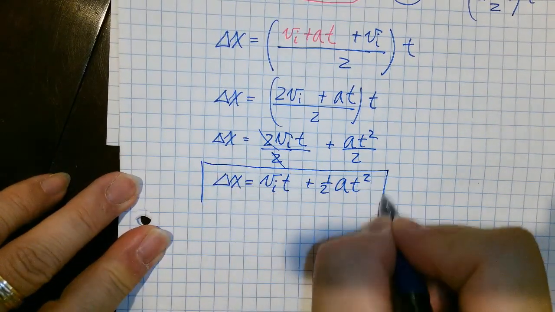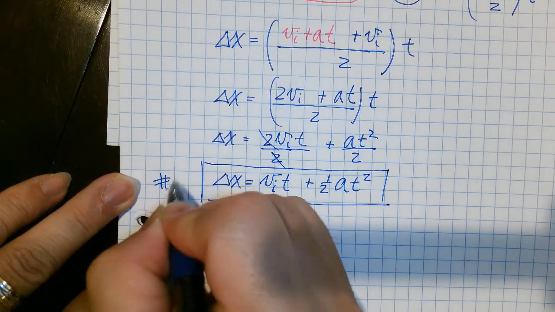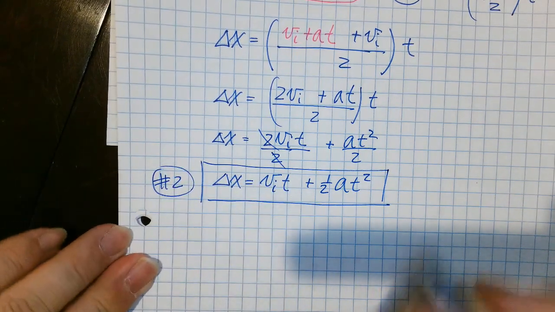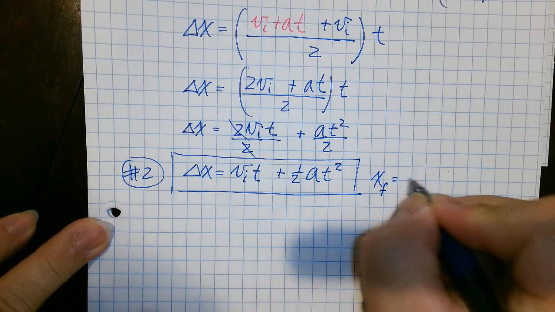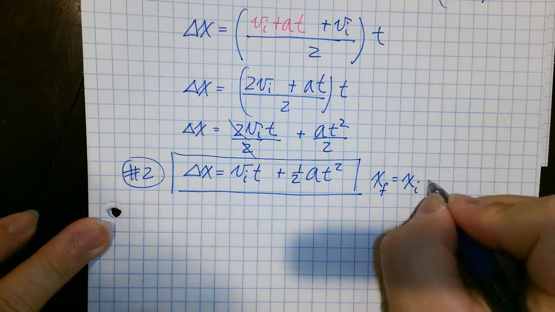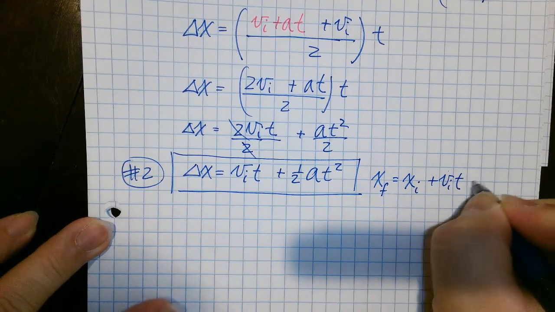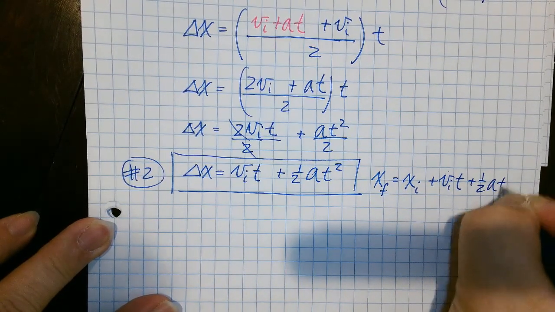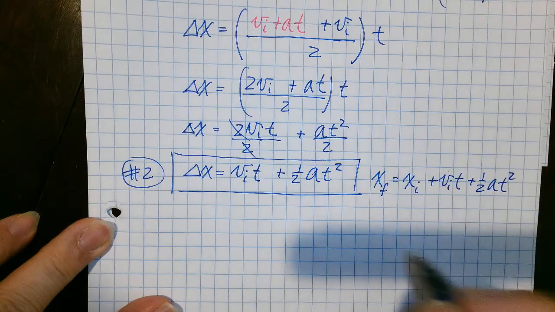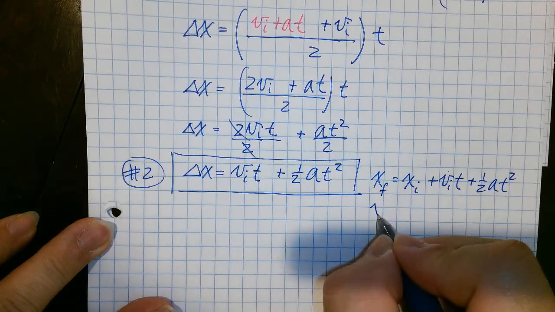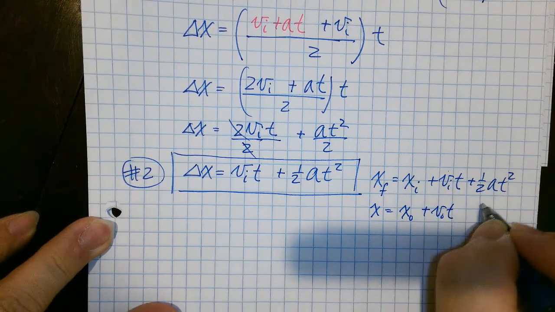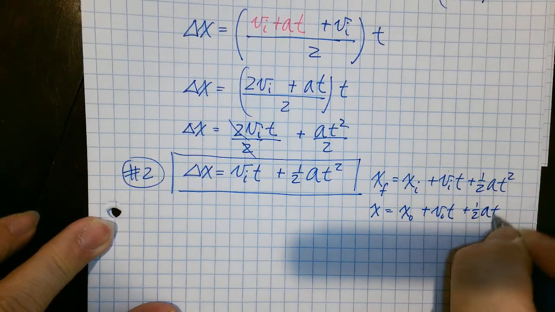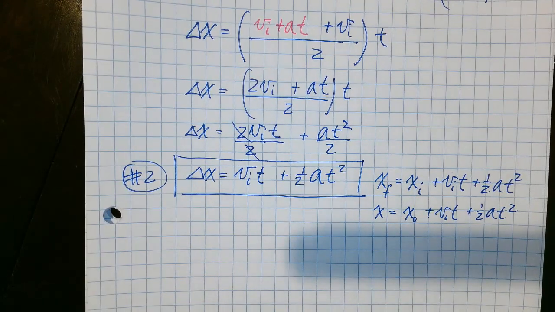This is my equation number 2. Sometimes this equation can be represented as x final is equal to x initial plus vi t plus 1/2 a t squared. In other textbooks, it can be represented as x is equal to x naught plus v naught t plus 1/2 a t squared. They're the same things.